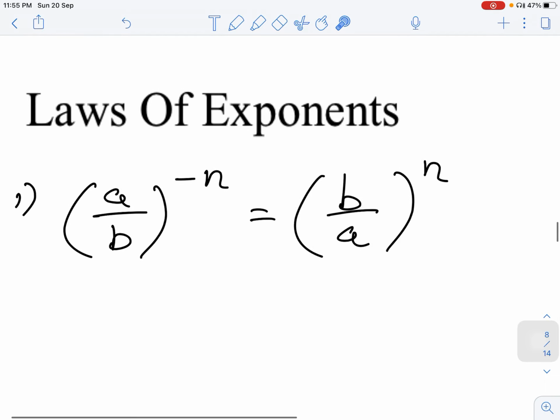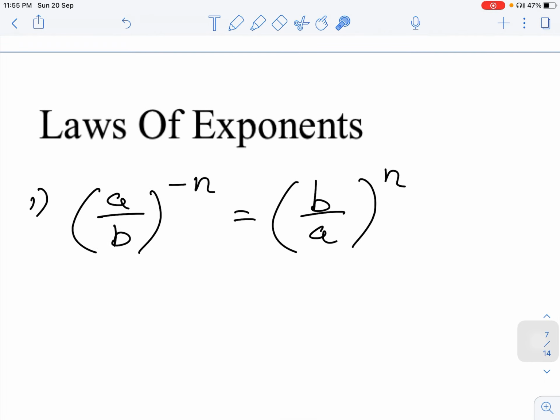Now let us see the first law of exponents. In reality this one is the last law, but we have considered it first. It says that if (a/b) is raised to minus n, that is, if any number has a negative power, it is better to write this power as a positive power. To write this negative power as positive, we have to take the reciprocal of the base. Remember, this one is base, this one is power. Here the power is negative, so to make it positive we take the reciprocal of a upon b, and it becomes b upon a.